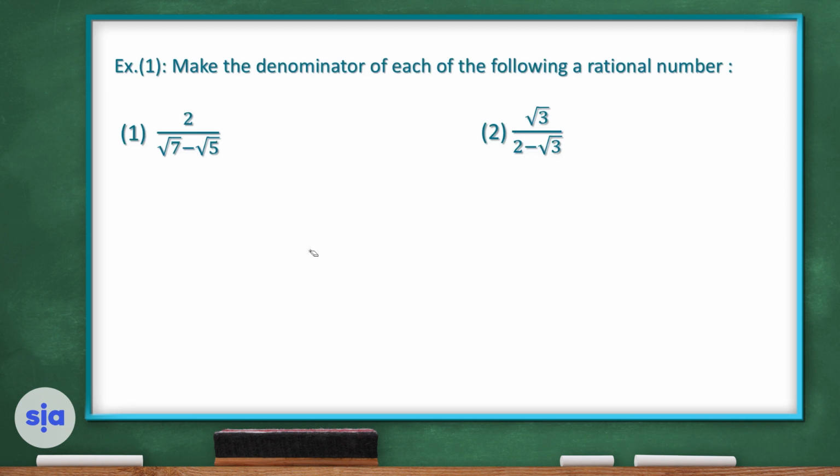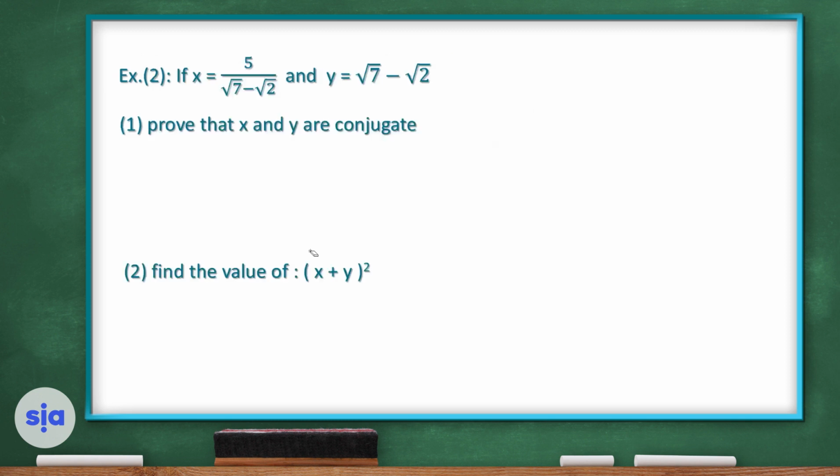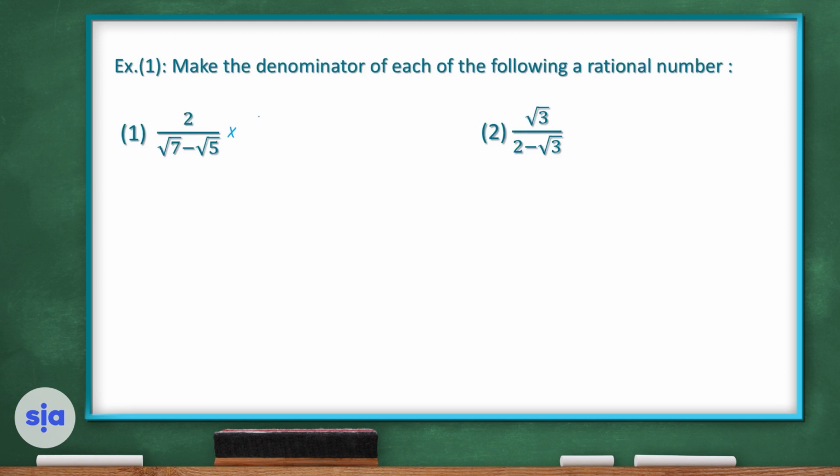So for question number 1, the denominator is root 7 minus root 5. What is the conjugate of root 7 minus root 5? Yes, it's the same expression with an opposite middle sign. So we're going to multiply up and down by root 7 plus root 5. Let's solve it together. So as we said, we're going to multiply this by the conjugate of the denominator, root 7 plus root 5, up and down.